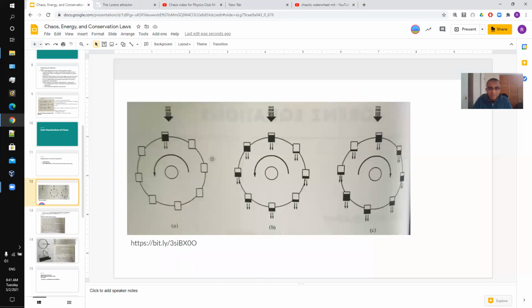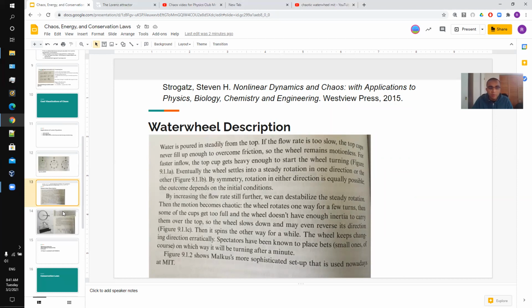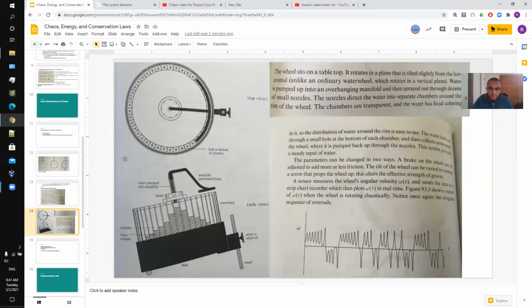I encourage you guys to maybe try to build one of these. It's a very cool challenge to try to build one of these water wheels and see the chaos in action yourself. You can use the information from this slide if you'd like. By the way, we're citing from Strogatz's book, Nonlinear Dynamics and Chaos with Applications. If you want to, you can get this book. It's a very good book regarding chaos and nonlinear dynamics, and you can learn more about what we're talking about today.